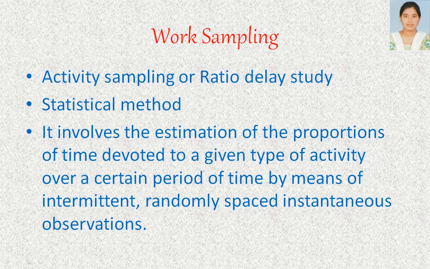It is also called as activity sampling or ratio delay study. It is based upon statistical method. Today it is a very common technique of work measurement and it has a lot of popularity. Work sampling involves the estimation of proportions of time devoted to a given type of activity over a certain period of time by means of intermittent, randomly spaced, instantaneous observations.